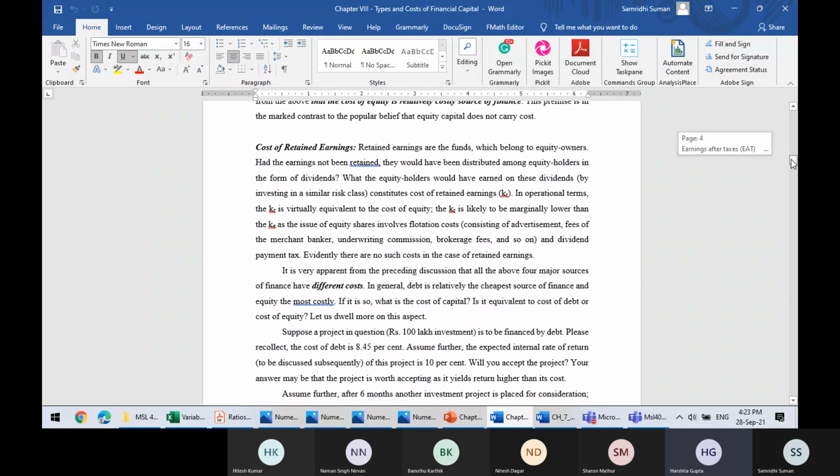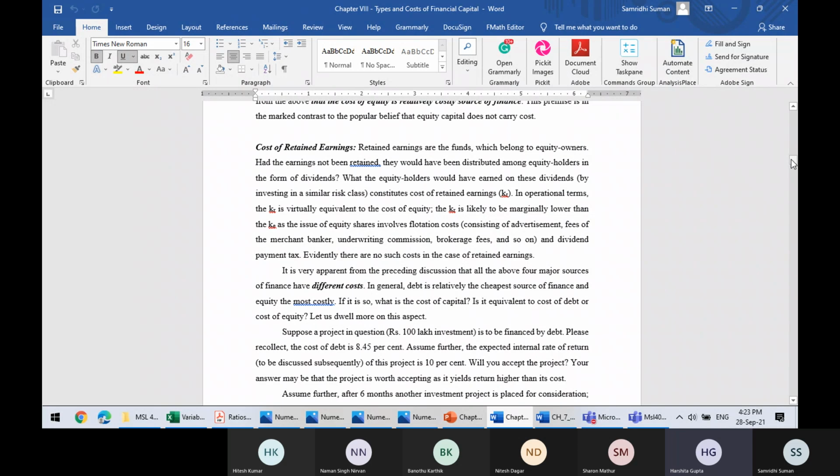Out of all the costs, that is cost of debt, cost of preference shares, cost of equity and cost of retained earnings, the highest cost will be cost of equity. Then will come the cost of retained earnings, which will be slightly less than the cost of equity, because in cost of equity, flotation charge is there. Flotation charge is the cost that is borne by the company to raise the equity funds.